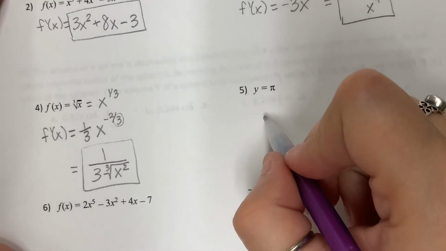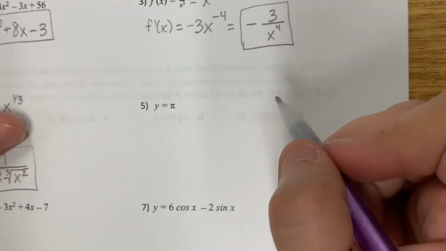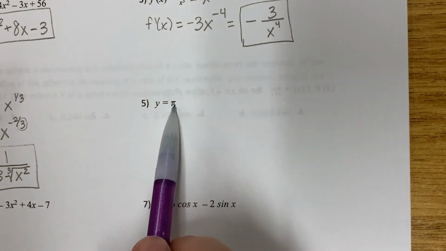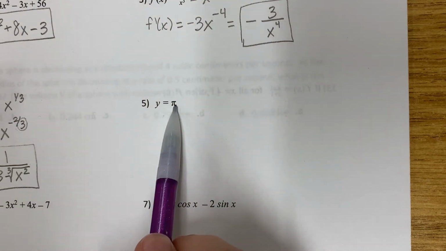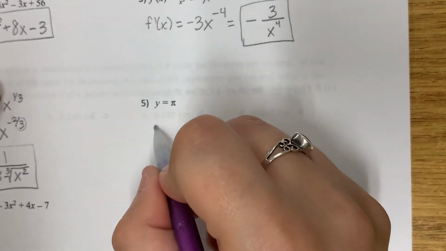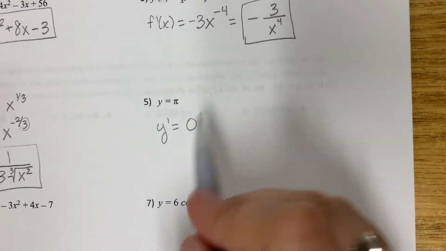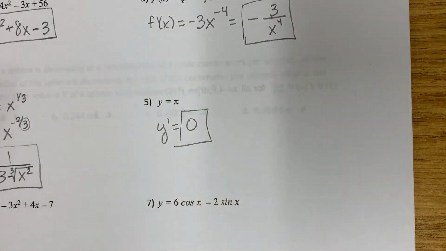This one is a trick question, number 5 is, and I always put it on here because everybody messes this up. So pi is just a number. It's just 3.14, keeps going, but it's just a number. So when you do the derivative of that, you will get 0. The derivative of any constant is just 0.